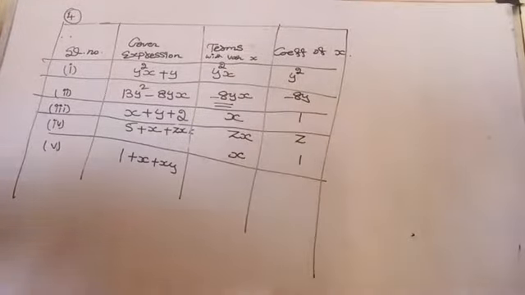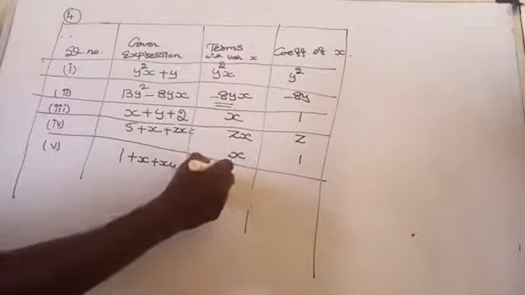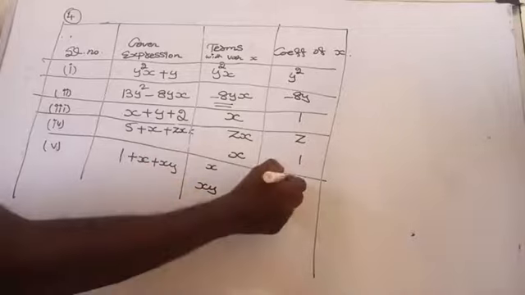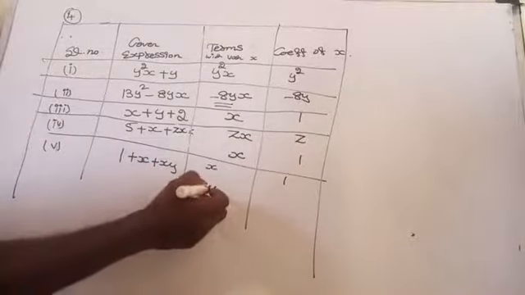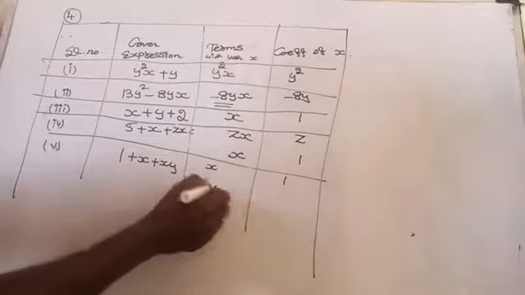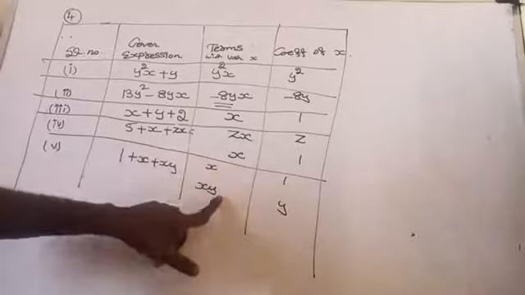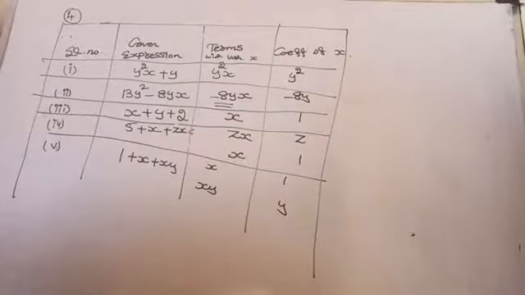Okay. Now come to the first part of this question: 1 plus x plus xy. First you have to identify the terms which contain the variable x. There are two terms here. One is x, another one is xy. Am I right? The coefficient of x will be 1, and the coefficient of x in the term xy is what? Leave the x, then what is left out? Y. So the coefficient of x in the term xy is y.